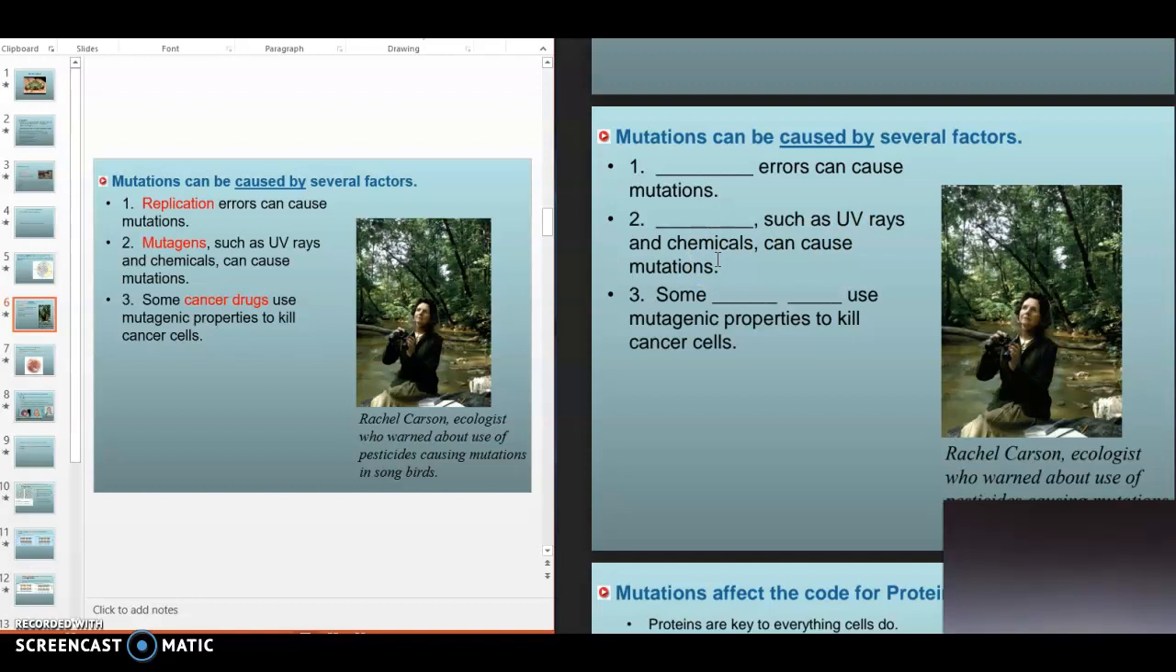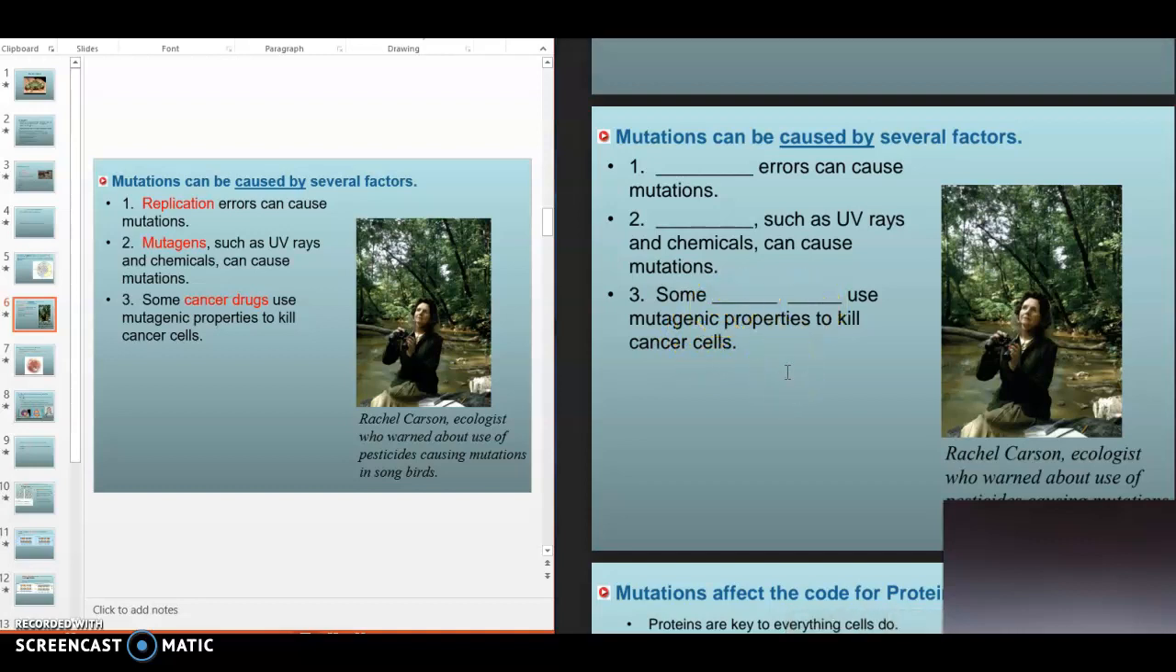Chemicals are huge. You could be working in a lab and you didn't take the precautions you were supposed to, and you could definitely get harmed this way. So chemicals, big, huge mutagen. So the next one here is cancer drugs.